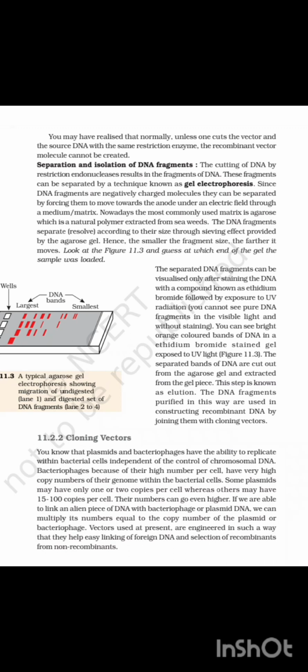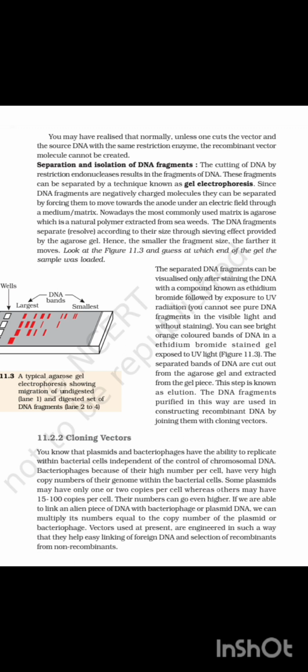11.2.2 Cloning vectors. You know that plasmid and bacteriophage have the ability to replicate within bacterial cells independent of the control of chromosomal DNA. Bacteriophages have very high copy numbers of their genome within the bacterial cells. Some plasmids may only have 1 or 2 copies per cell, whereas others may have 15 to 100 copies per cell. Their number can go even higher. If we are able to link an alien piece of DNA with bacteriophage or plasmid DNA, we can multiply its number equal to the copy number of the plasmid or bacteriophage.